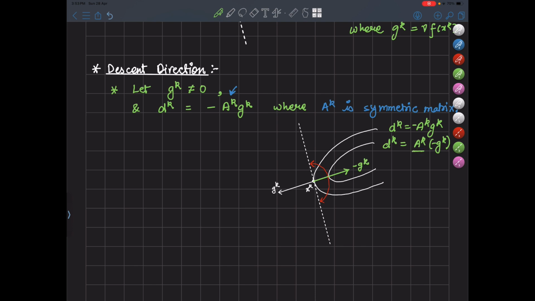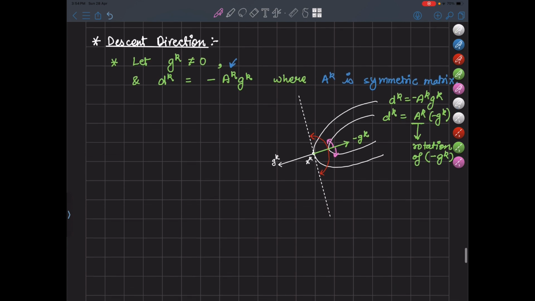Now AK, being a symmetric matrix, just gives the rotation of minus GK. So we rotate this vector around with AK. We choose AK such that we can rotate this GK around such that it remains in this red spanning region, so that it's still a descent direction. So that's what AK is doing.